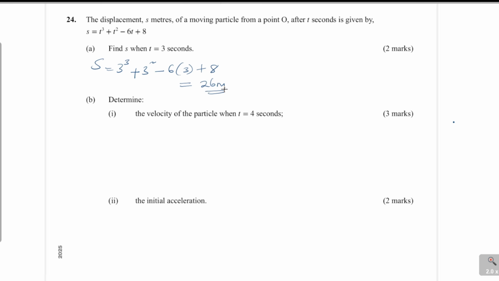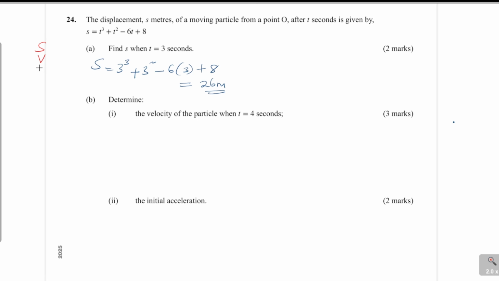So that is what you're supposed to do. Go to part B. Determine 1, the velocity of the particle when t is equals to 4 seconds. So how do you get velocity? Remember this, that if you're given displacement, you differentiate displacement to get velocity.